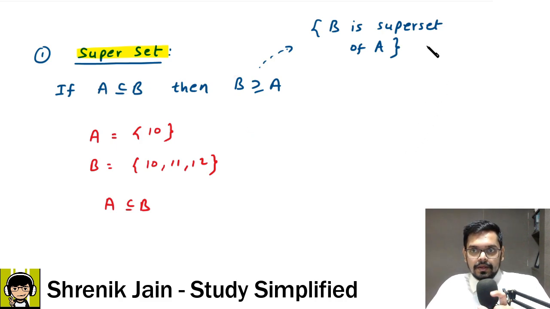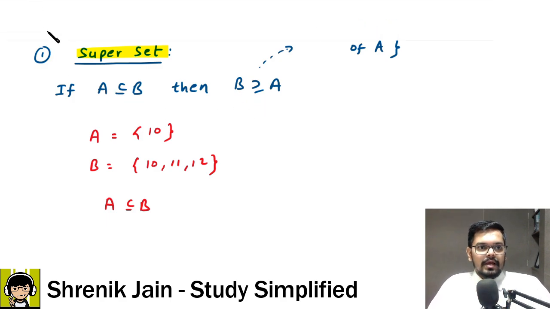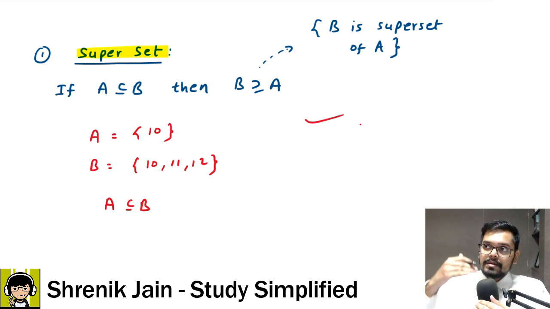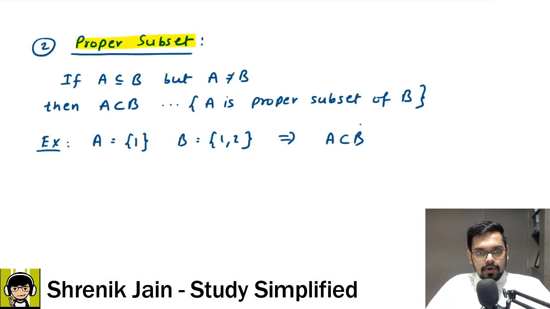Now see carefully, this symbol of superset is kind of the reverse form of subset, right? Here we say A is a subset of B, and here we say B is a superset of A. So the symbol is kind of reverse. And this is very close to your family culture, that you are a subset of your father and father is a superset of you, correct? In terms of knowledge, in terms of power, in terms of money, everything. So you are a subset of father, but father is a superset compared to you. Same story here.